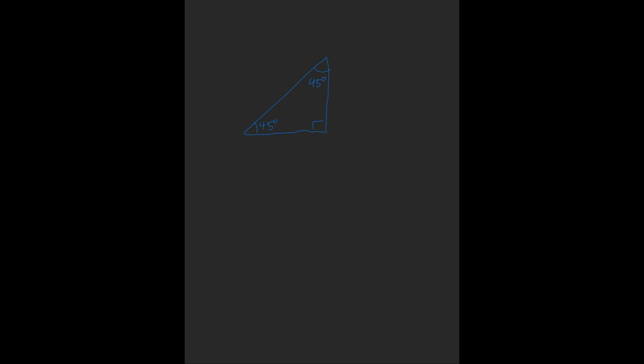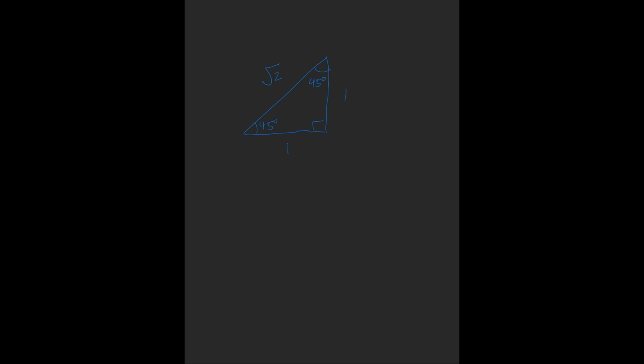The side lengths of this triangle will be 1, 1, and square root 2. This is because of Pythagoras' theorem, which states that a squared plus b squared equals c squared. If 1 squared plus 1 squared equals c squared, then c must be equal to the square root of 1 squared plus 1 squared, which is just square root 2. So there's a little proof there.